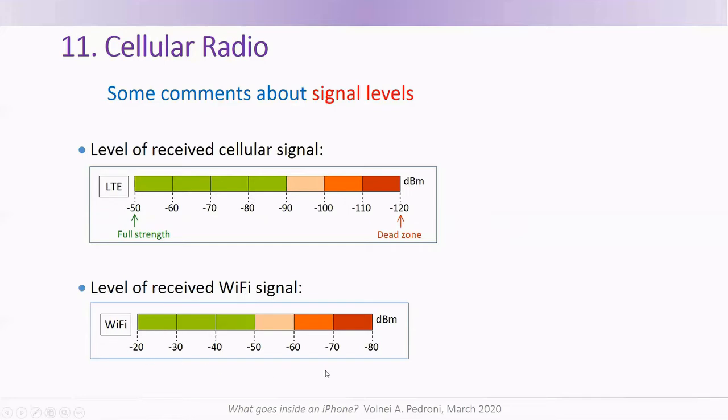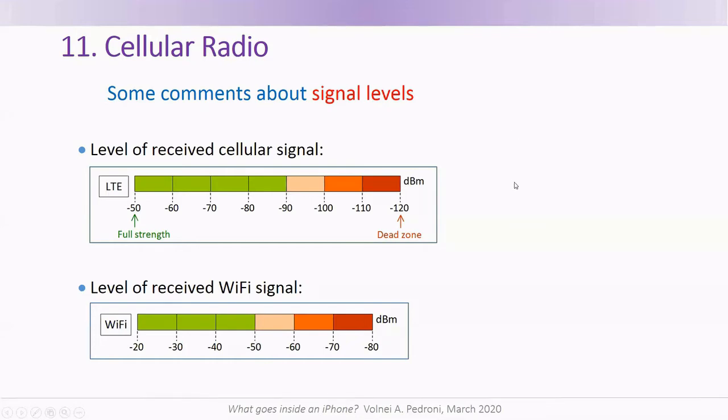Again, there is no official definition for this range, but minus 50 is more or less accepted as a good dividing line. So if we take these 2 conditions as equivalent, minus 90 for LTE, minus 50 for Wi-Fi, this means a 40 dB difference. And this means that the signal from the Wi-Fi router has to be 10,000 times stronger than this one for an equivalent situation.